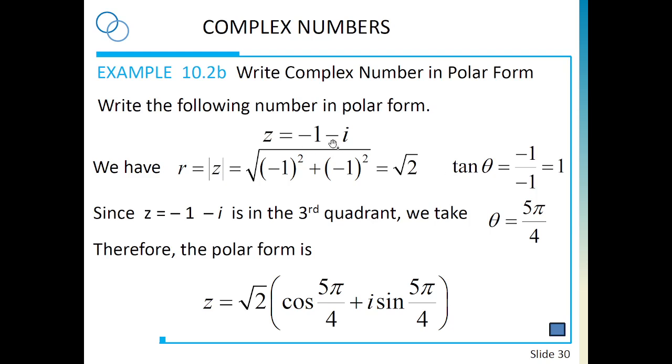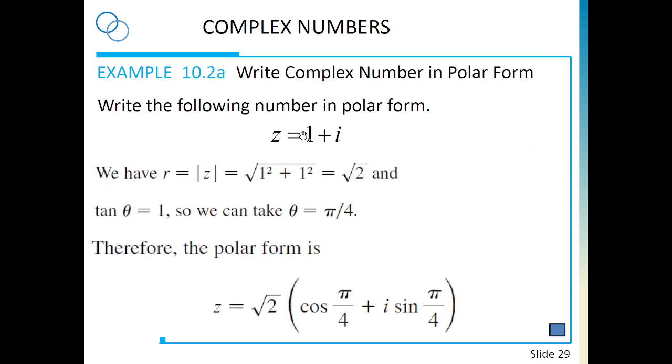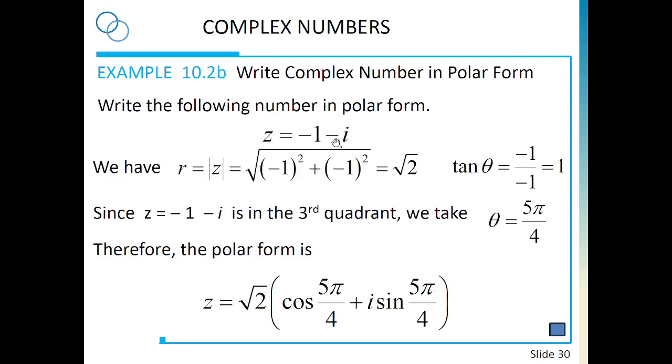So we need to be careful from the complex number, we know in which quadrant we are on the plane. So we need to pick the angle in the correct quadrant. And then we just rewrite r times cosine of the angle plus i sine of the angle. So here we were in the first quadrant, 1, 1, and here we are -1, -1, so we are in the third quadrant. So we need to be careful about that.